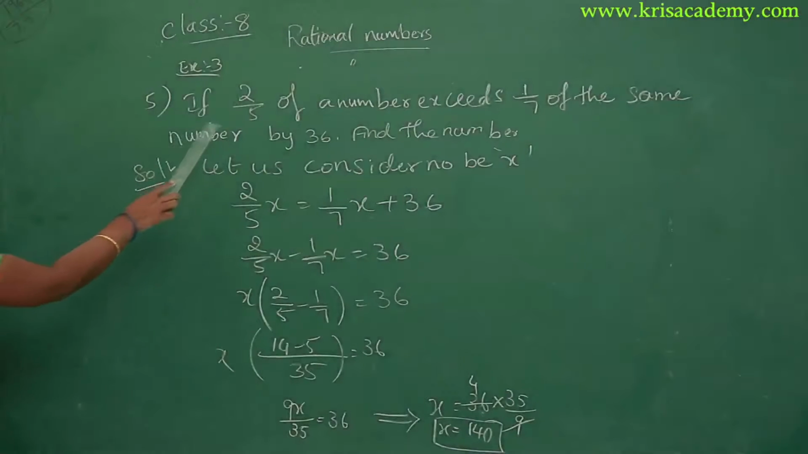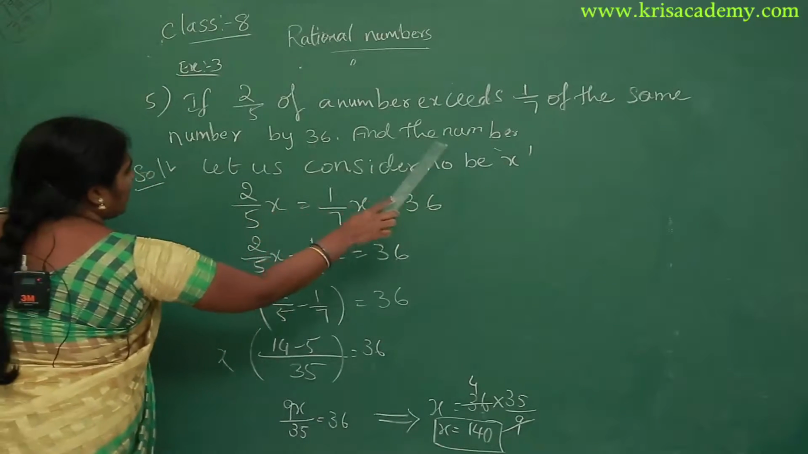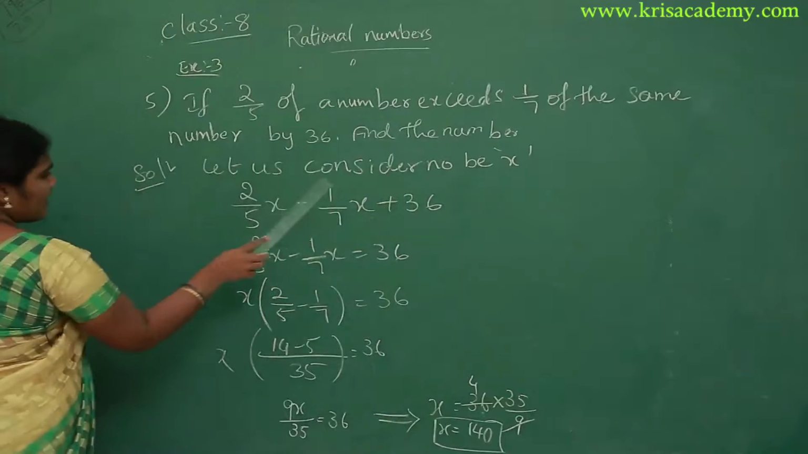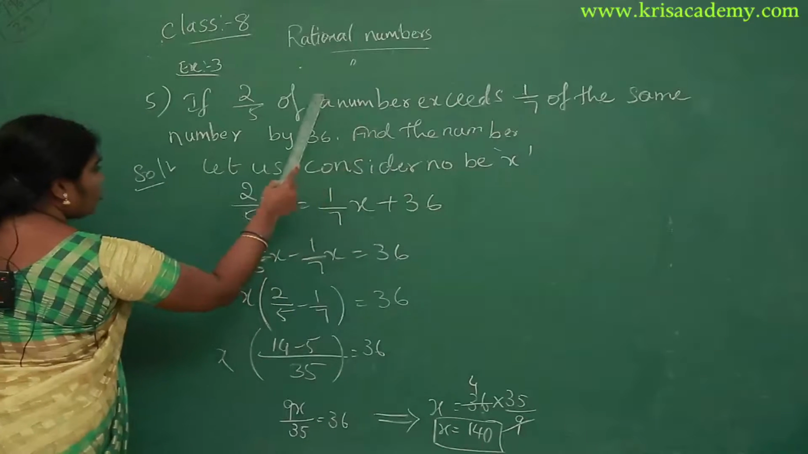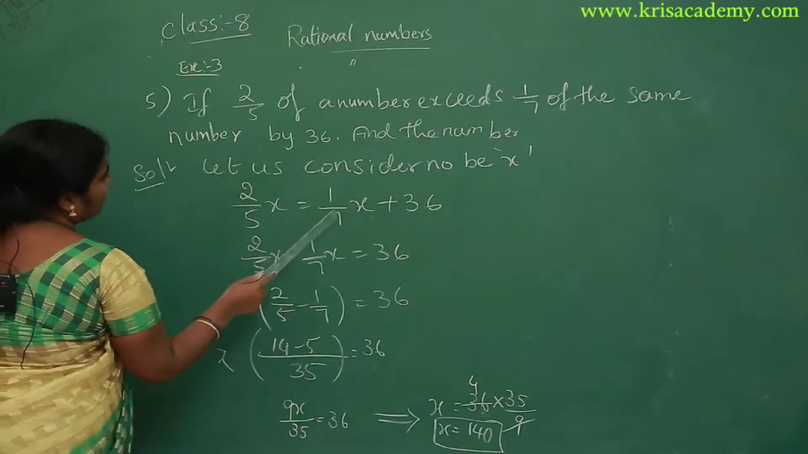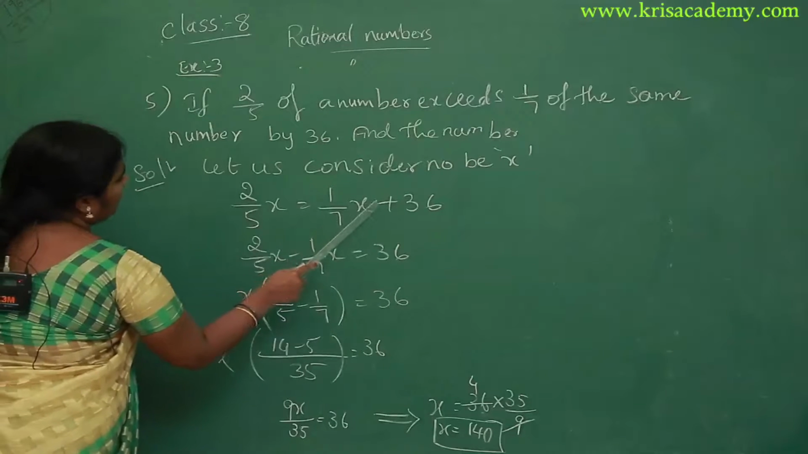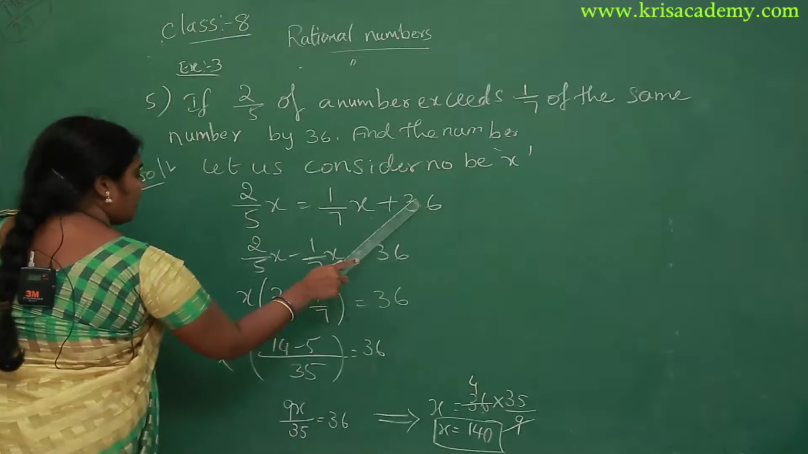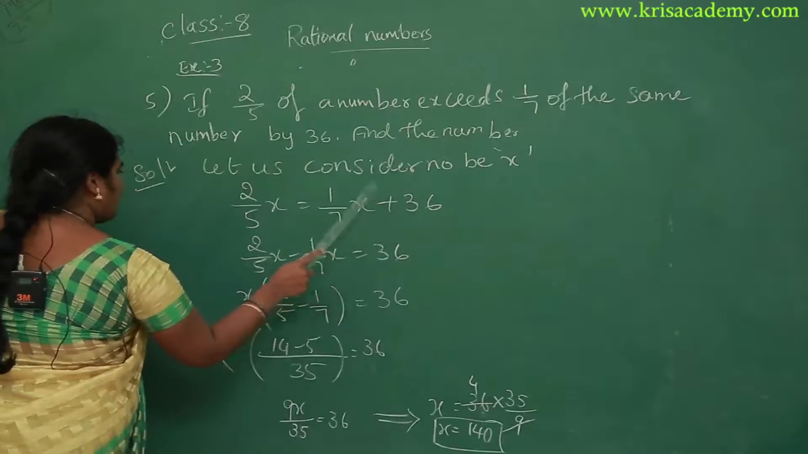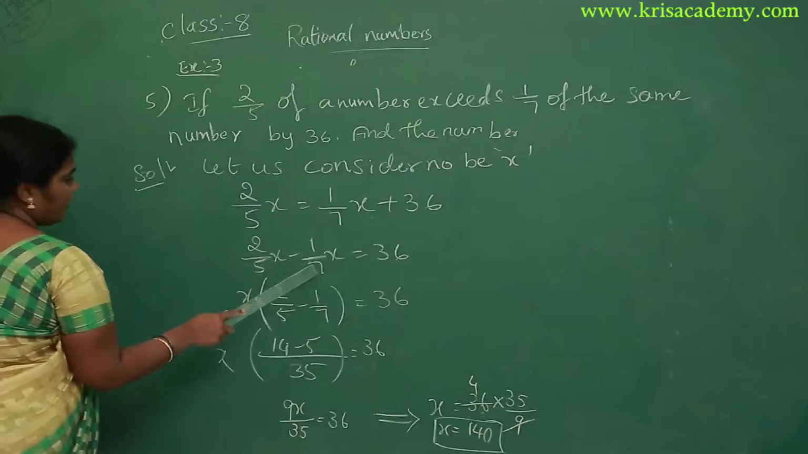Now, if 2 by 5 of a number exceeds 1 by 7th of the same number by 36, find the number. Solution: let us consider that number be x. 2 by 5 of a number means 2 by 5 x exceeds 1 by 7th of the same number, 1 by 7 x. By how much is it exceeding? Exceed means more, so plus 36. So bring this 1 by 7 x to the LHS, it becomes minus 1 by 7 x.